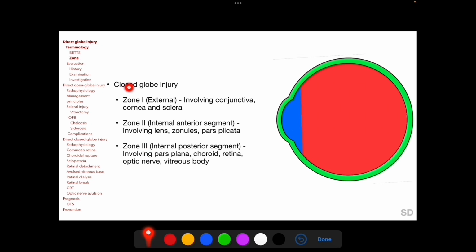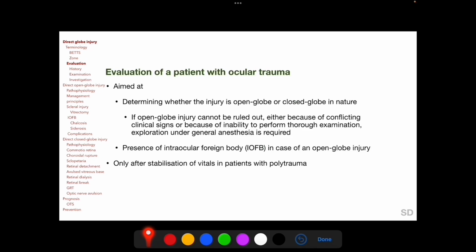Among closed globe injuries, Zone 1 closed globe injuries involve the conjunctiva, cornea, and/or the sclera, as represented by the green zone in this diagram. Zone 2 closed globe injuries involve the lens, zonules, and/or the pars plicata, as represented by the blue zone in this diagram, and Zone 3 closed globe injuries involve the pars plana, choroid, retina, optic nerve, and/or the vitreous body, as represented by the red zone in this diagram.